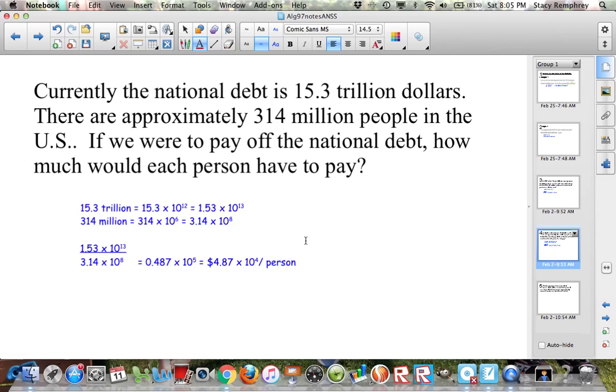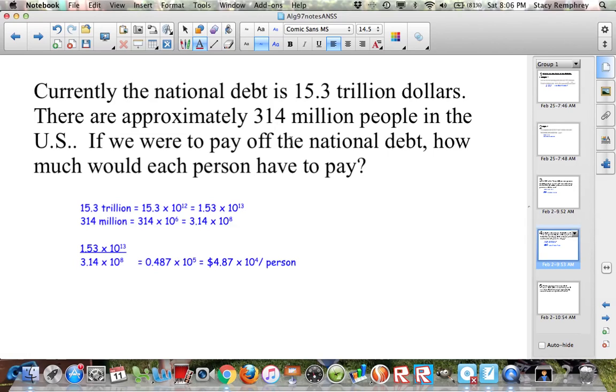All right, now this is a problem with the national debt. This national debt is actually much higher than that. 15.3 trillion was probably 5 or 6 years ago. It's probably upwards 17, 18 trillion at this point. Maybe even higher. You can Google that. And even the population, this was from 5 or 6 years ago. Again, you could work the real numbers if you want.